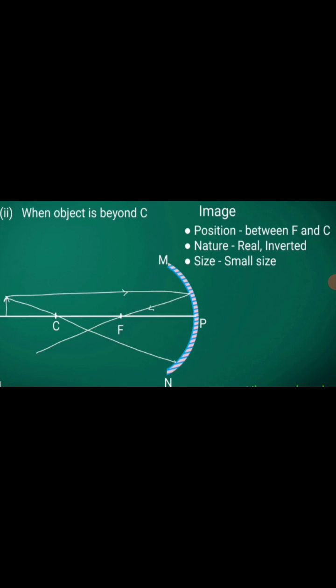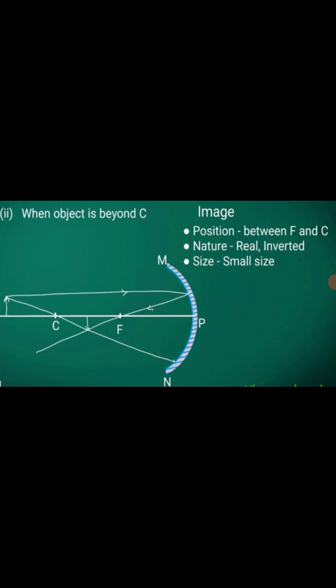Remember, the earlier reflected ray and the line which is passing through the center of curvature, both are meeting at a point. Therefore, it is going to form an image. The image is inverted. What about the size of the image? The size of the image is smaller when compared to the object. What about the nature? The image is real because it can be caught on the screen, but it is inverted. What about the position of the image? The image is formed between F and C. So this is the nature of the image you need to write for the second case, children.